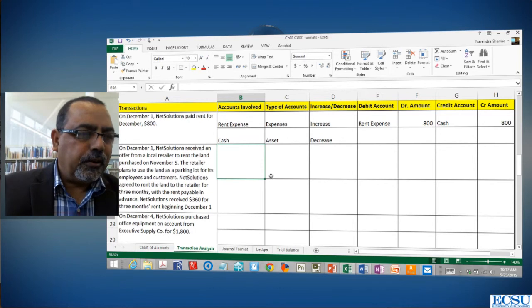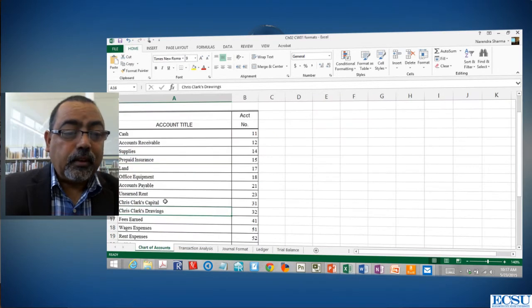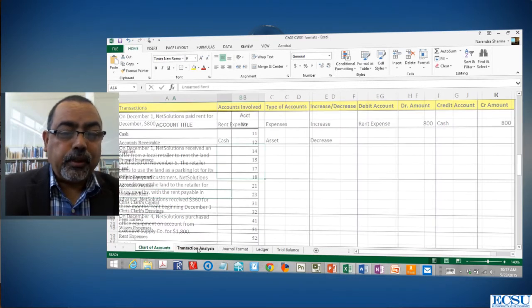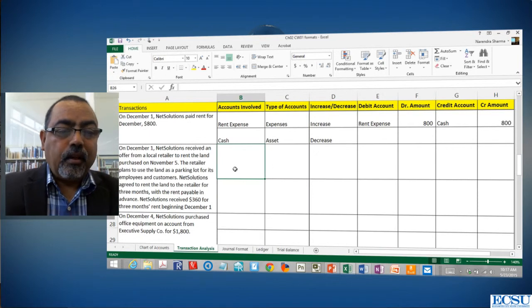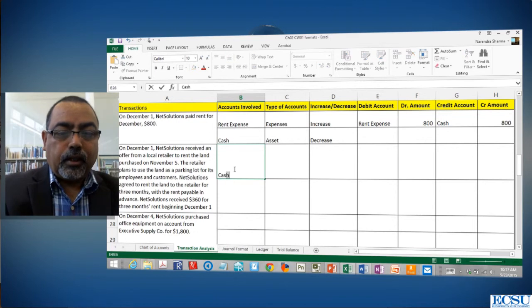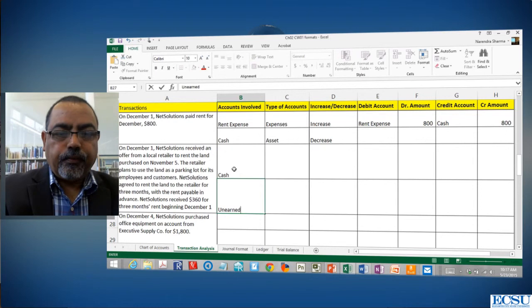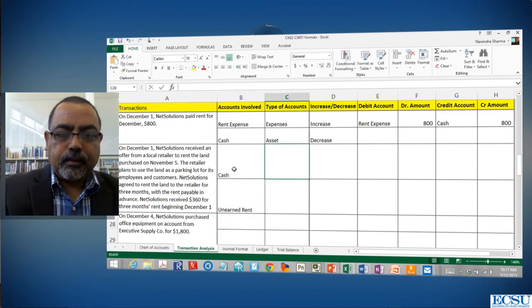So now what you have to do is understand what the unearned rent is. Sometimes they call it prepaid rent, pre-received rent, or unearned rent. So we go and see the chart of accounts, it says unearned rent. So let's use the unearned rent. That's one thing. And then next thing is I have received cash. So cash and unearned rent. Cash is an asset, unearned rent is a liability.